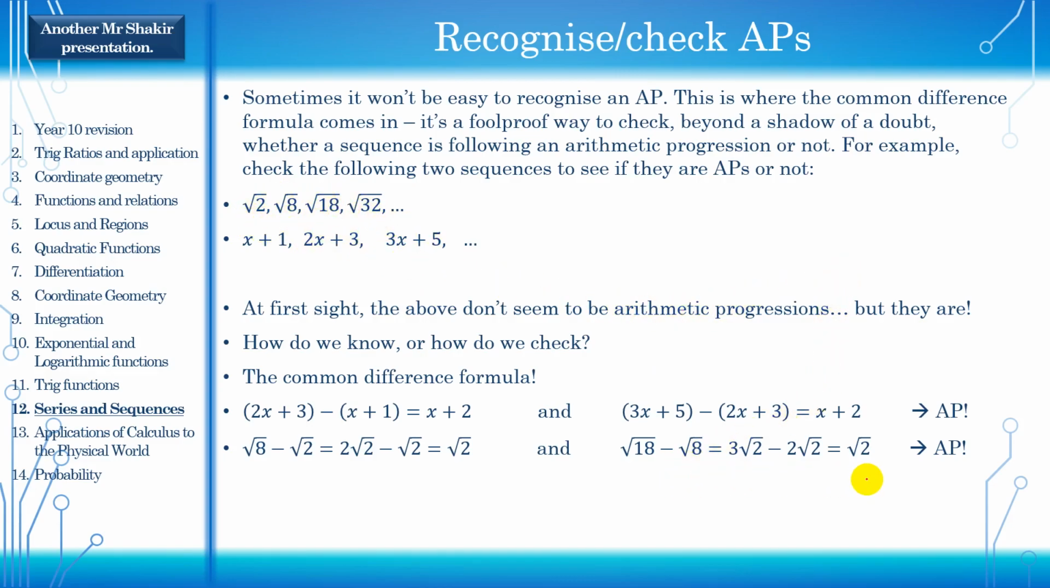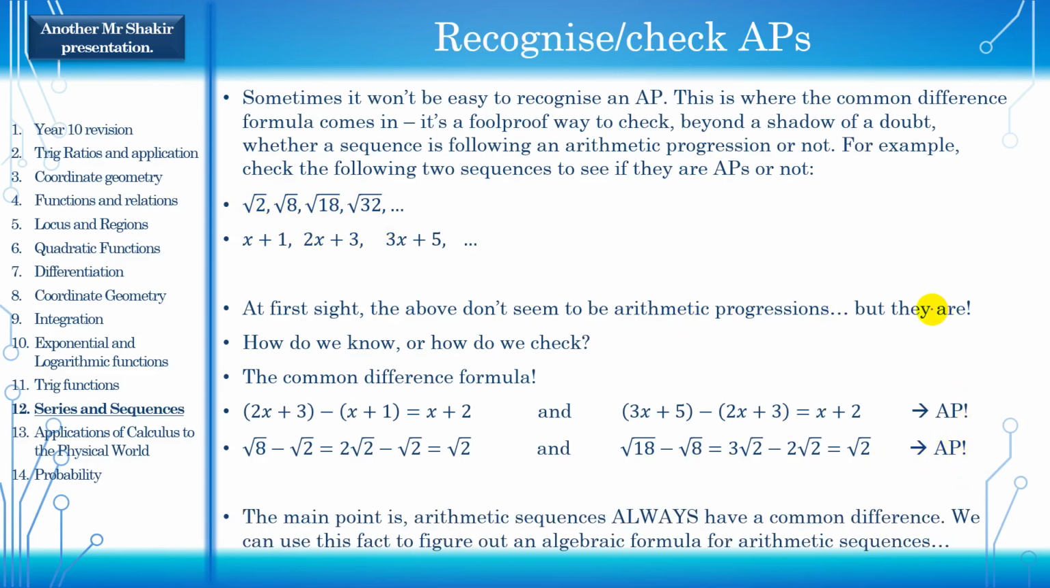And we'll find that yes, there actually is a common difference, and therefore that is an arithmetic progression. The point is, arithmetic sequences always have a common difference. That's just such a basic fundamental idea you really need to understand at a fundamental level. Arithmetic sequences have a common difference between terms. And we can use this fact to figure out an algebraic formula for arithmetic sequences.